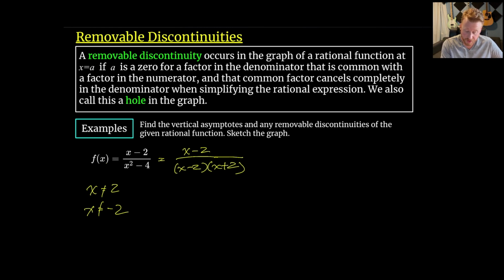That's for certain. But we notice that if we're looking at just what we have written here, that these actually cancel. There's a factor in the numerator that cancels with a factor in the denominator, and that is a root of the denominator. So this one, x equals 2, is kind of canceling out in essence, and we're left with 1 over x plus 2.